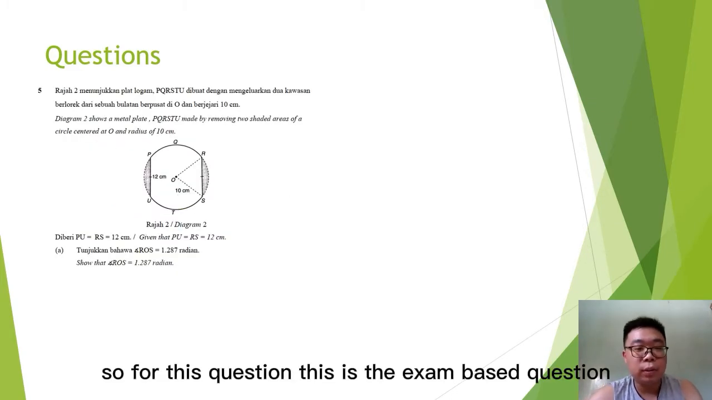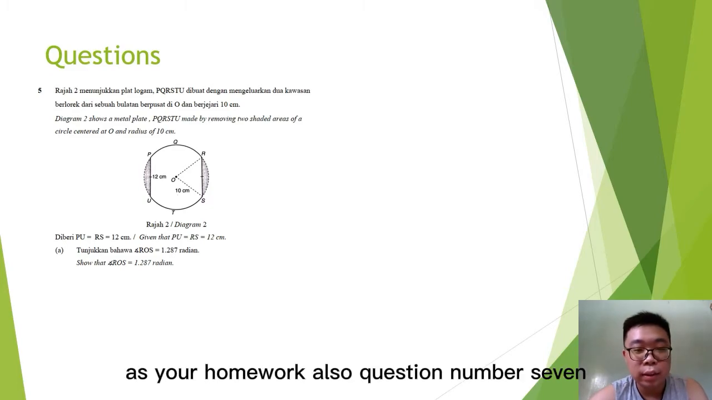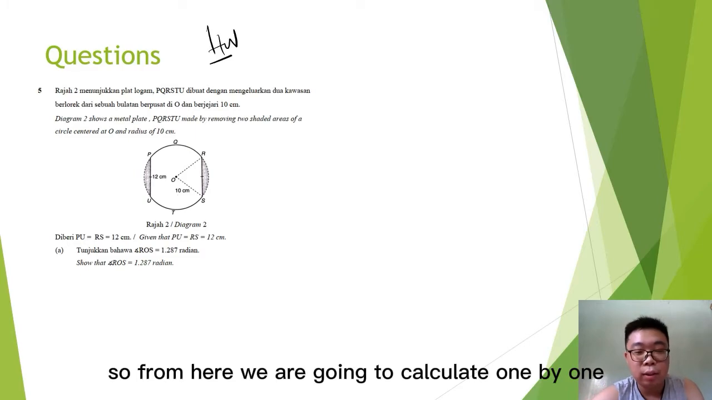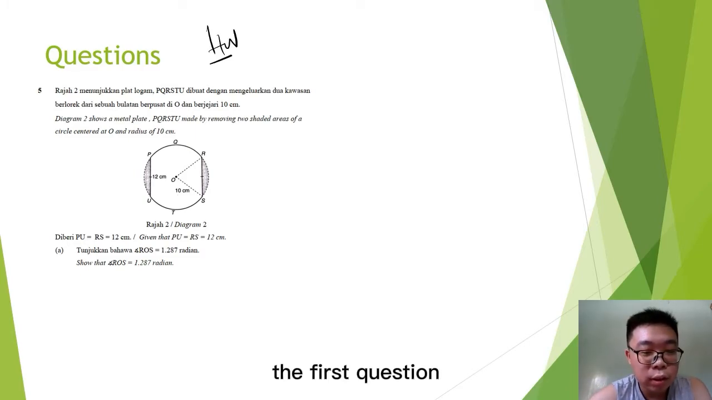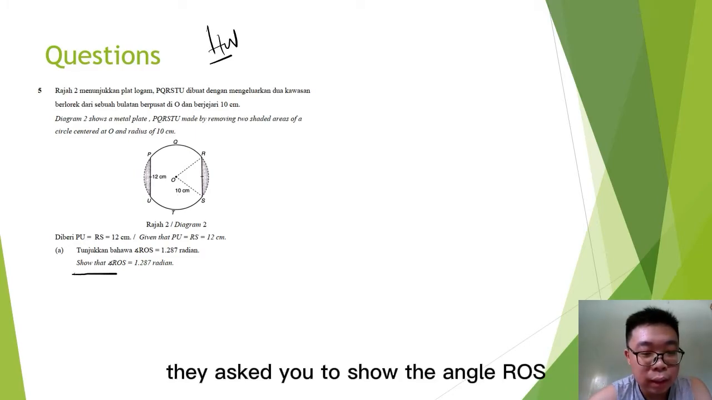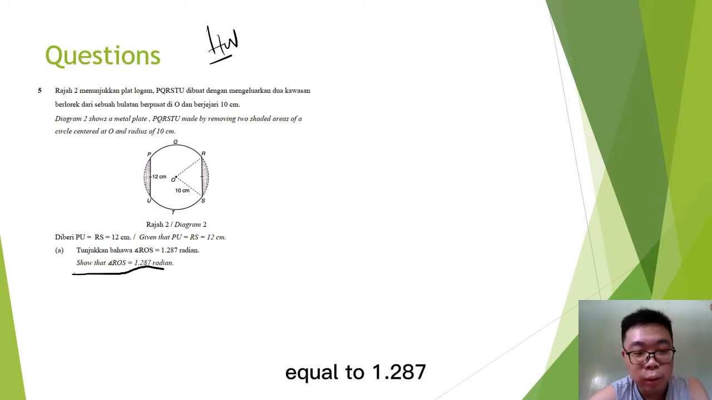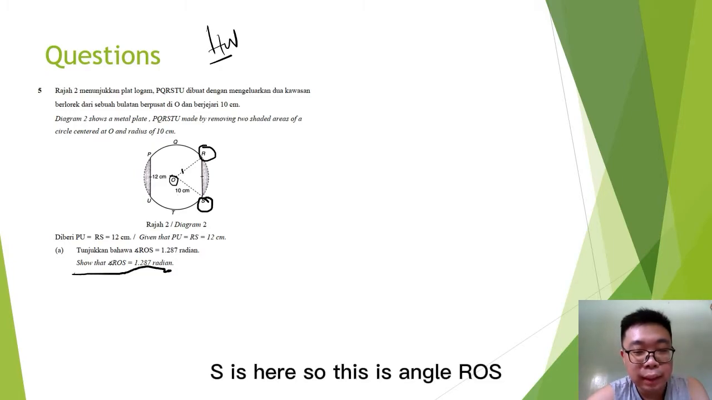Okay. So for this question, this is an exam-based question, also for homework, question number 7. So from here we are going to calculate one by one. The first question, they ask you to show the angle ROS equals 1.287. So where is angle ROS? R is here, O is here, S is here. So this is angle ROS.